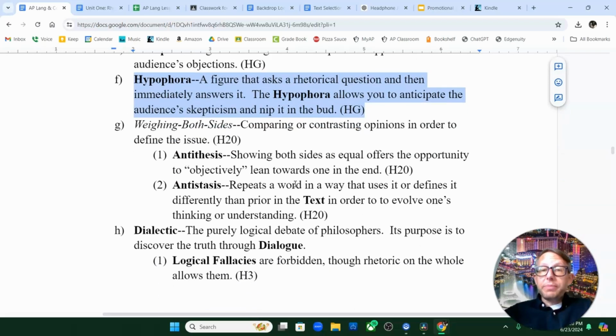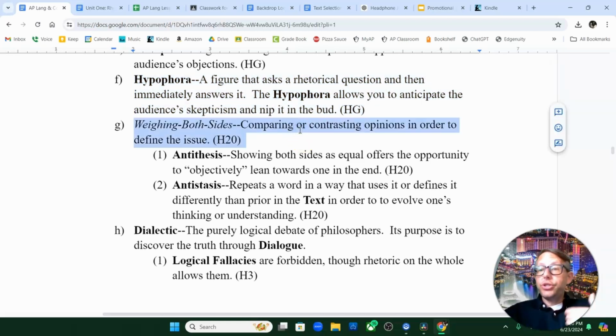You do want to sometimes ask yourself to what degree you are going to demonstrate the weighing of both sides, as we say: offering, comparing, or contrasting opinions in order to define the issue. Sometimes you might say, well, I don't want to give the opposition too much time within the scope of my essay. But in a lot of cases, you want to present all of that because, again, that's going to really strengthen your ethos. That's going to show that you came to that conclusion only after copious study that considered all sides of an argument.